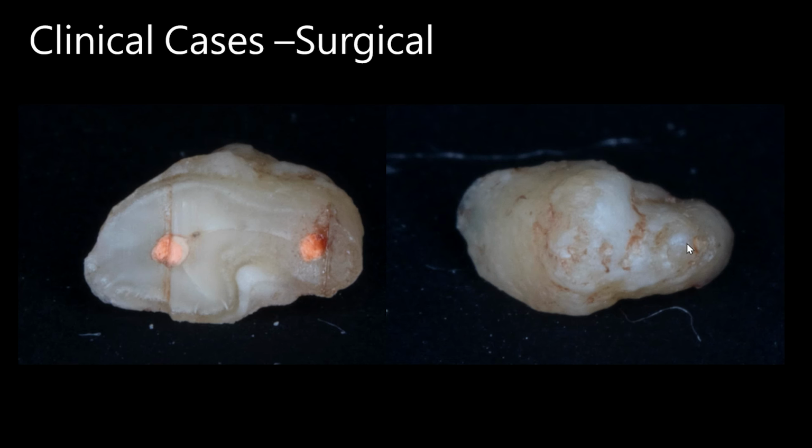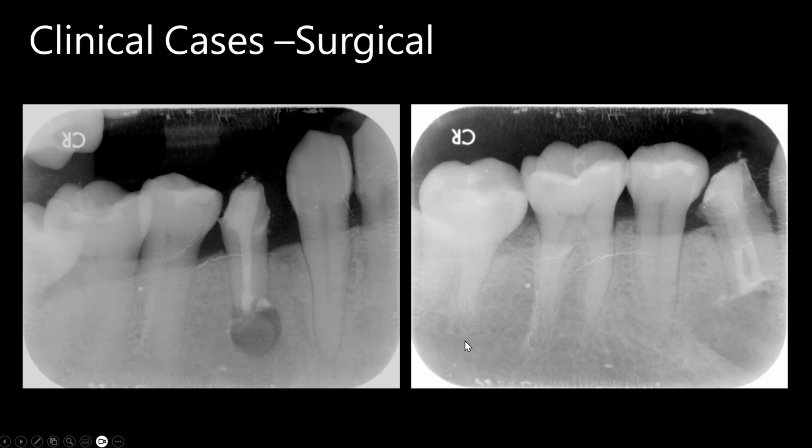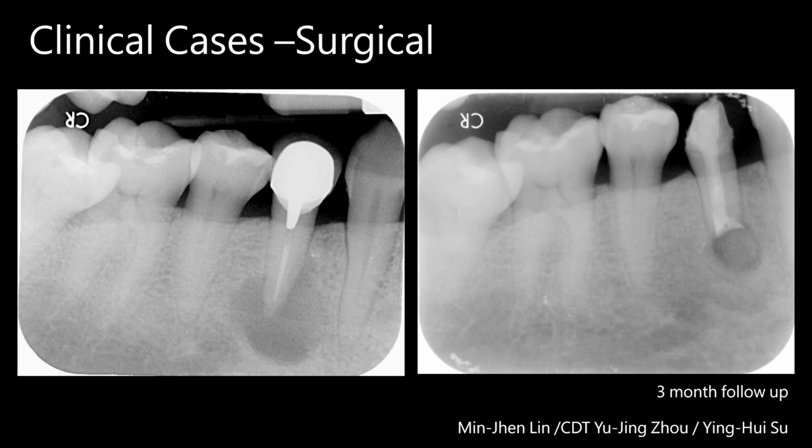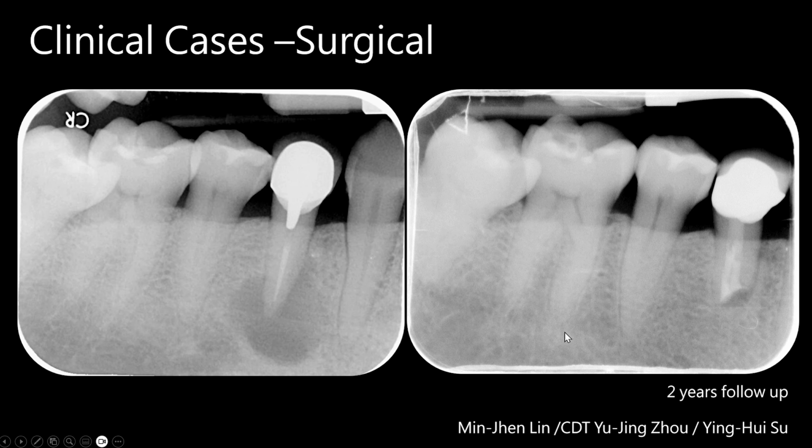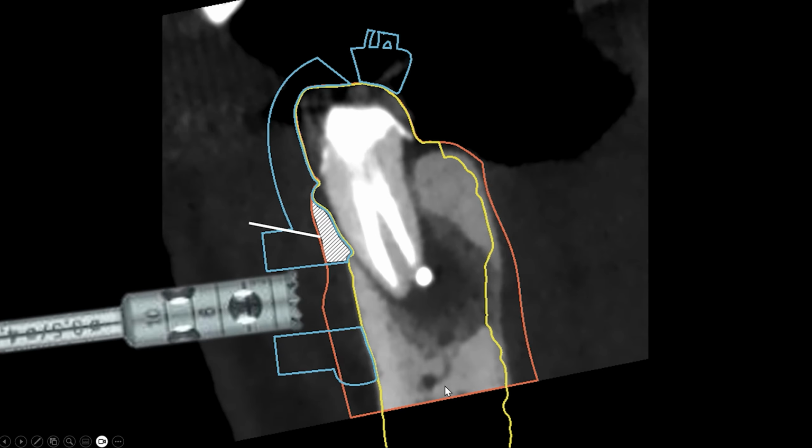I removed it, and here is the post-operative. This one I think I have a 2-year follow-up. The apical lesion is almost healed, and we put a new crown on it. Okay, so this is the concept: the blue line is the surgical guide, and here is the tree fiber. We try to reach the apical part.